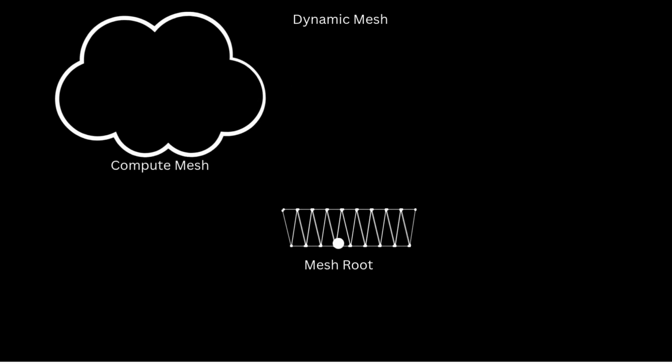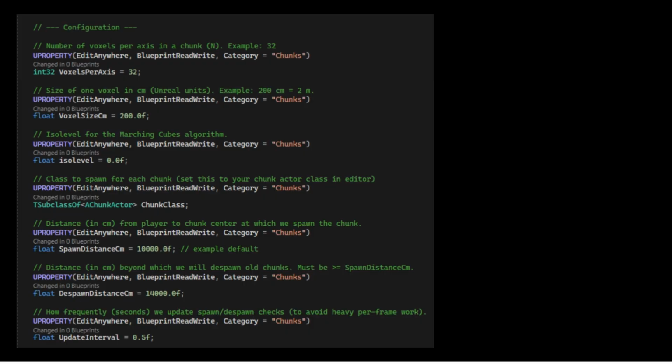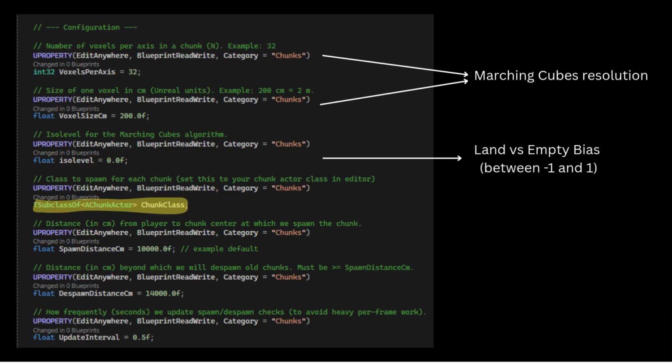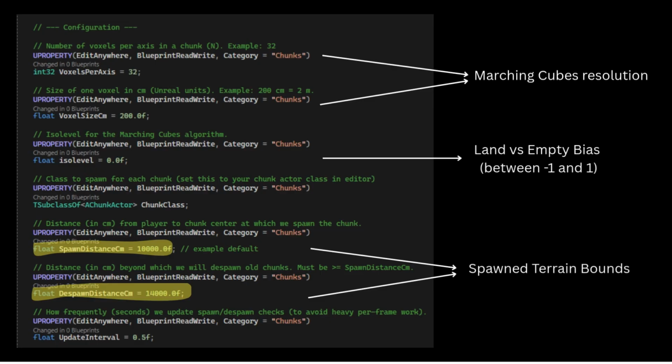Jumping into the code, our terrain manager class holds the config variables for the marching cube algorithm. These include the voxels per axis and the voxel size in centimeters. Together, these adjust the marching cube resolution. The isolevel adjusts our land-air bias, letting us create cavernous or cramped structures. The chunk class allows you to extend the functionality of the actor class, for instance, adding custom PCG. Spawn distance and despawn distance are self-explanatory and control the extent of the active terrain. And finally, update interval is a custom tick for the system to save performance.